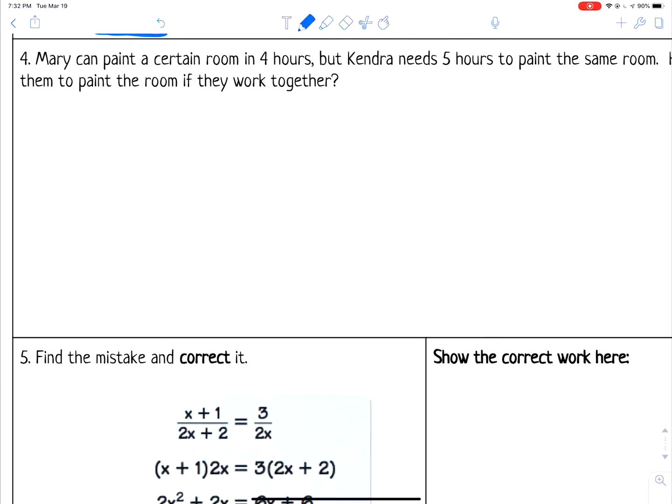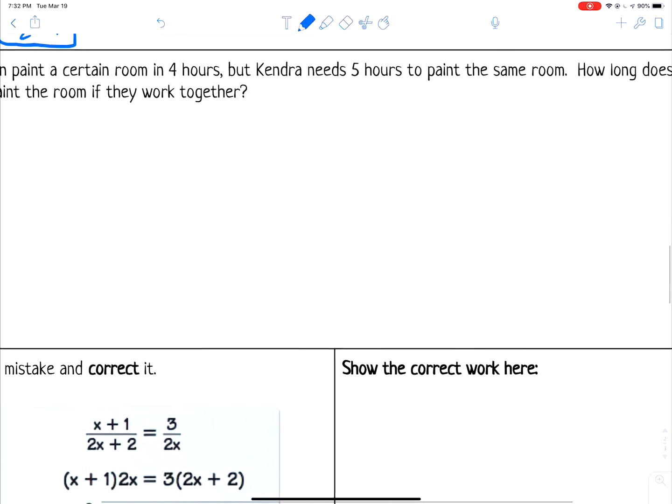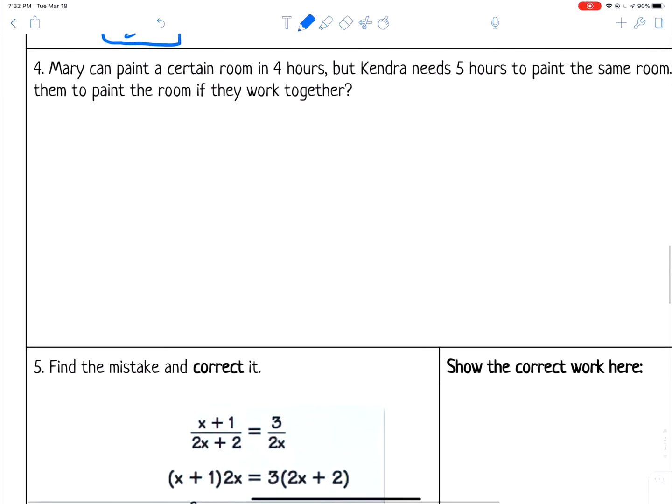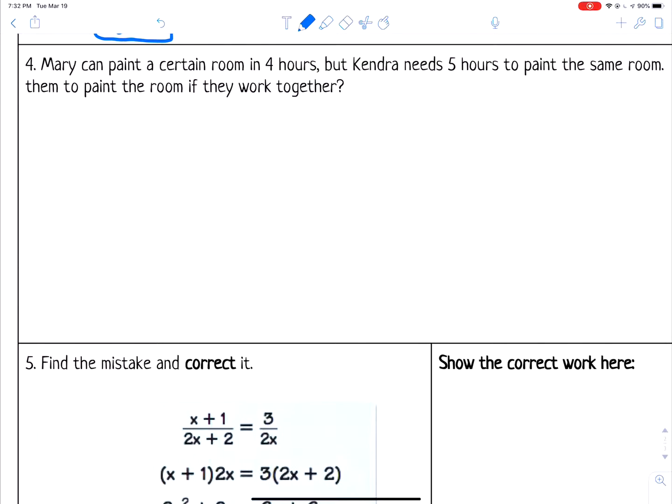Number 4, Mary can paint a certain room in 4 hours, but Kendra needs 5 hours to paint the same room. How long does it take them to paint the room if they work together? So Mary can paint one room in 4 hours. Kendra can paint one room in 5 hours, and we want to know how long it would take them to do that one room. And we don't know how long it takes them to do it together, so put x.